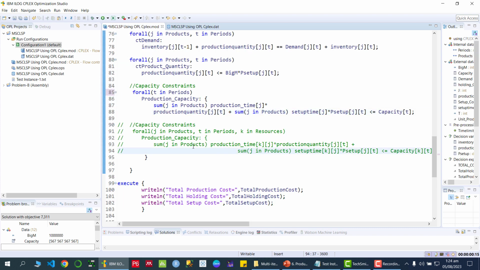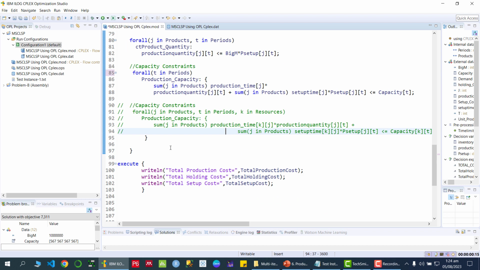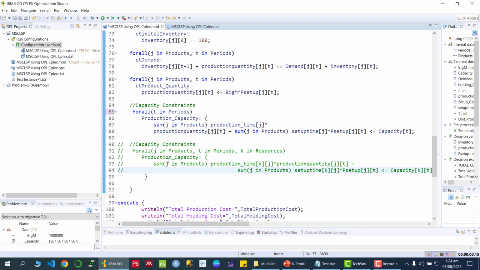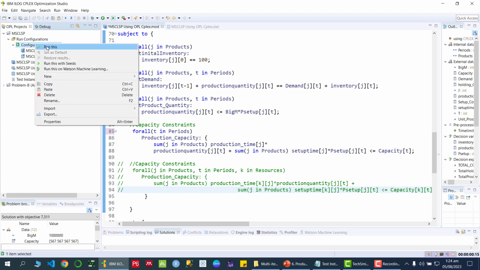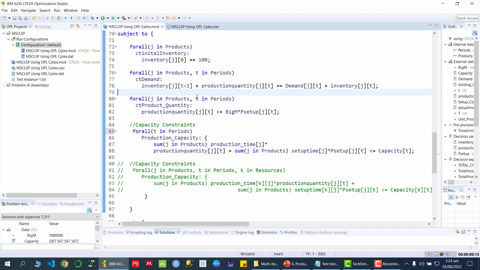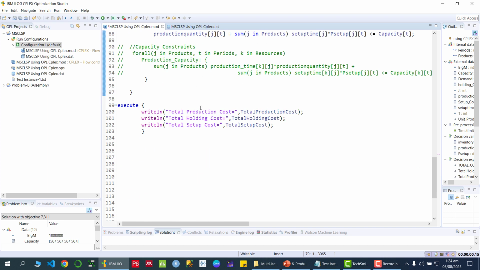Okay, so that means the model is completed. Now, if I want to solve it, I can solve it. How can we do that? Simply drag and drop the model file in the configuration as well as the data file in the configuration, and right click and run it. But let's discuss how I want to see the results. For that, I am basically performing the post process.